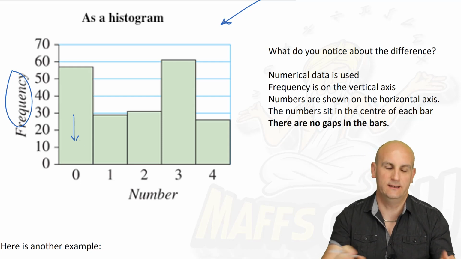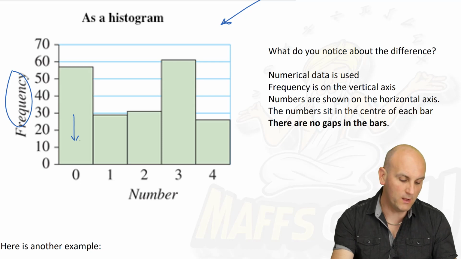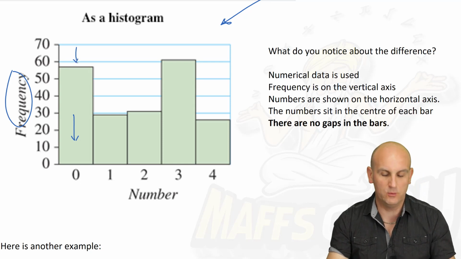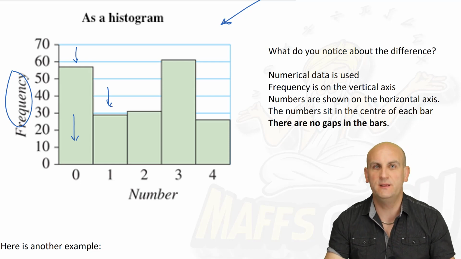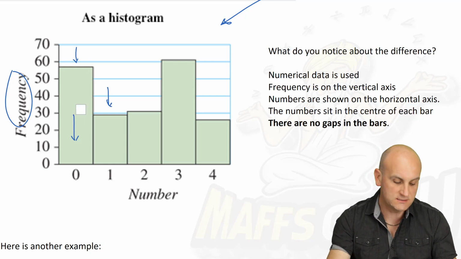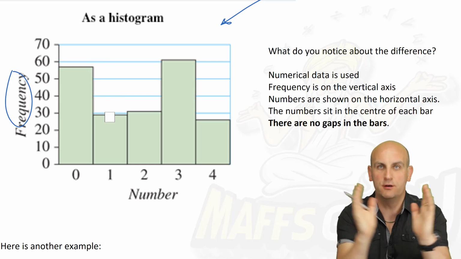Why would you want, anyway, and then I'll go, no, please, I'm doing a survey and you need to tell me. And it might well be that about 58 people liked the number 0. And here, what would that be? Maybe 29 people liked the number 1. So, nice and easy, bar chart, numerical data, no gaps.